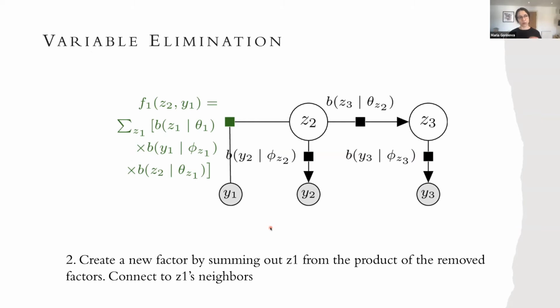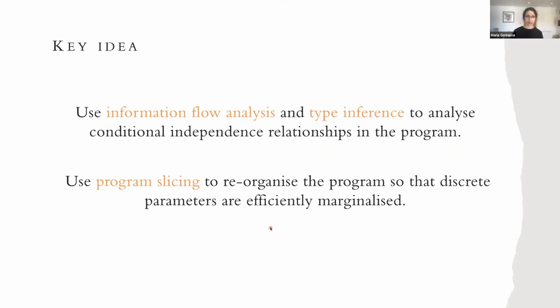And what we did in this research is to automate variable elimination through information flow analysis, in the sense of rewriting the code inspired by variable elimination, so that at the end we use program slicing to reorganize the program. The program is still a program, we haven't even executed it, but it doesn't contain any discrete variables, or discrete parameters rather.